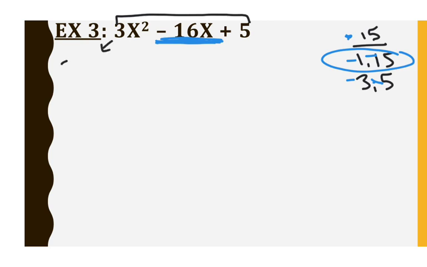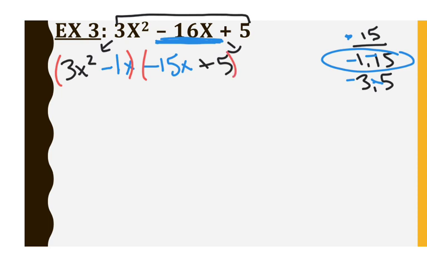So we'll bring down this first term, which is 3x squared. Then we'll fill in our factor pair. So minus 1x minus 15x. Bring down this last one, which is plus 5. And now I'm going to group the first two, 3x squared and negative 1x, and negative 15x and 5. Then I'm going to do greatest common factor to the first two.